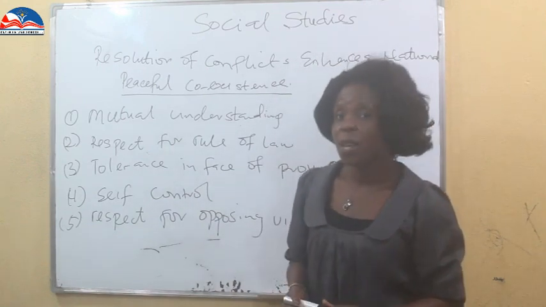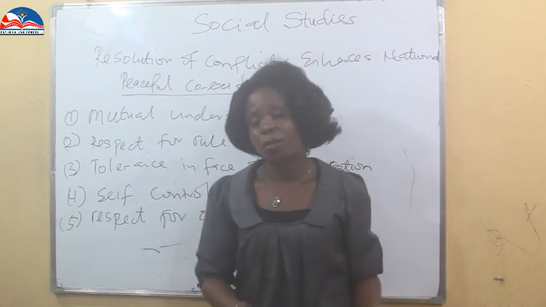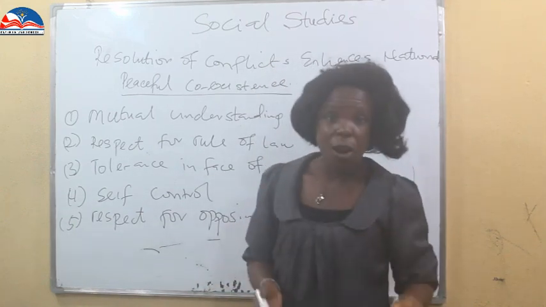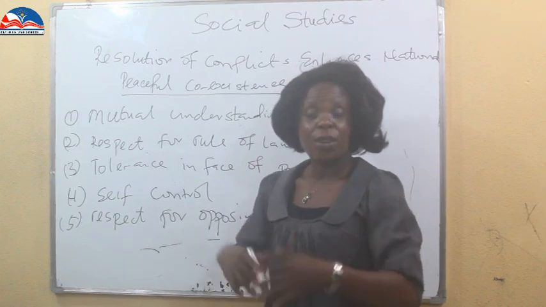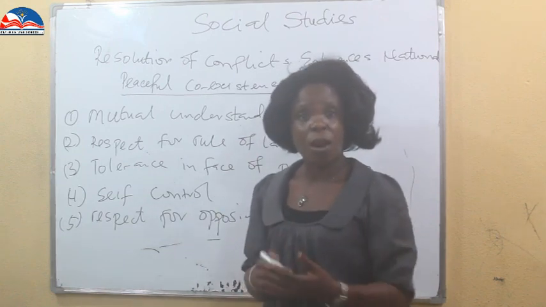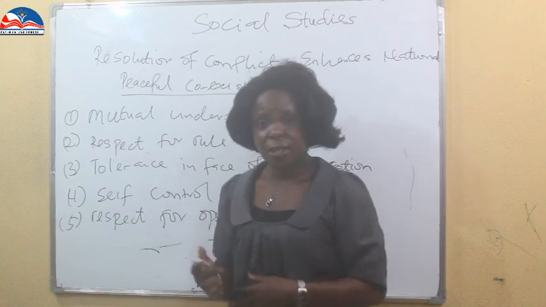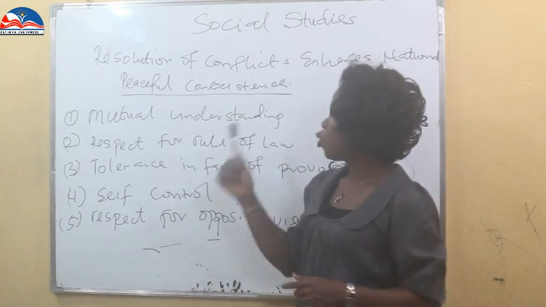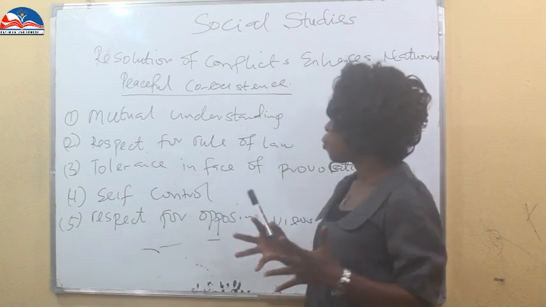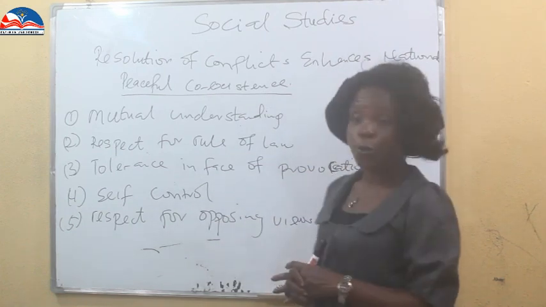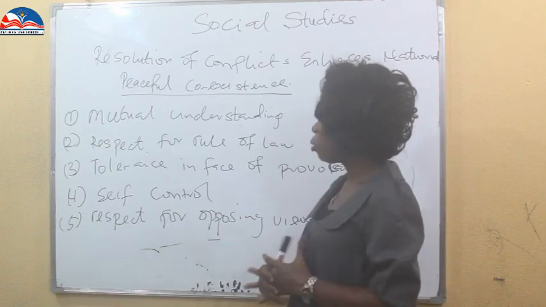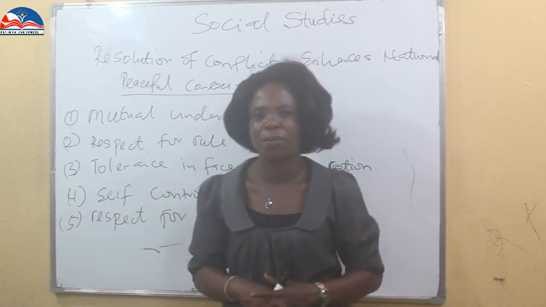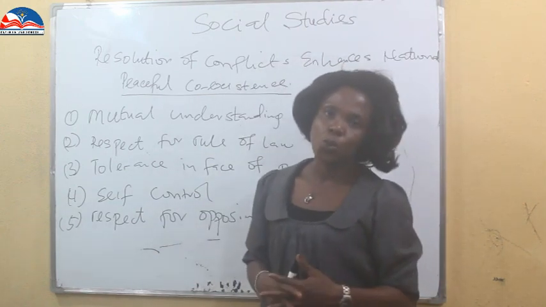There are social issues, they affect us every day. We have problems in our family, in our homes, in our neighborhood, in our compound, wherever we find ourselves, in our place of work. All of that, we want to make sure that we put all these measures in place so we have mutual understanding, respect for rule of law, tolerance in face of provocation, self-control, respect for opposing views. There are other points. I just used these 5 to talk about for peace to reign.